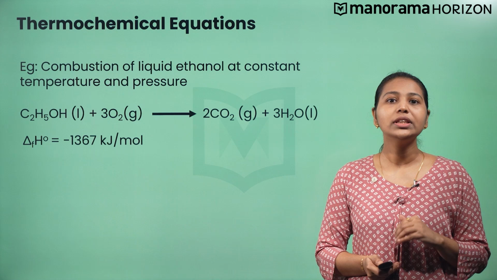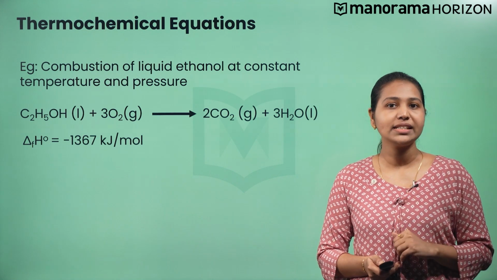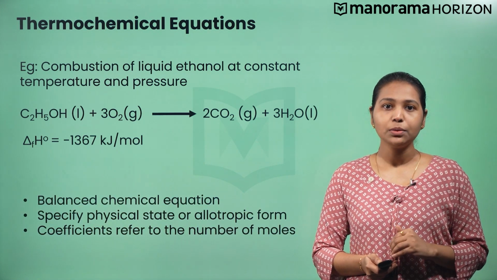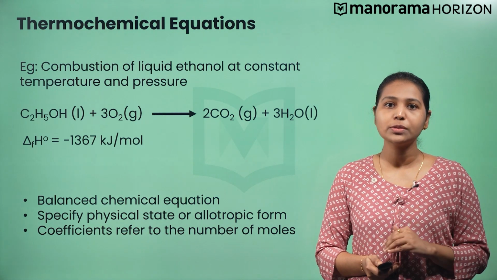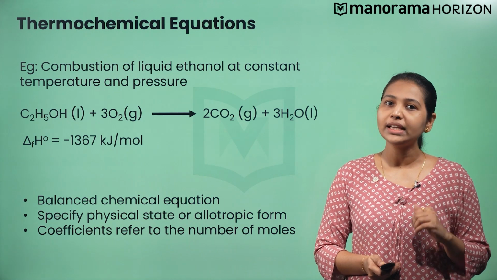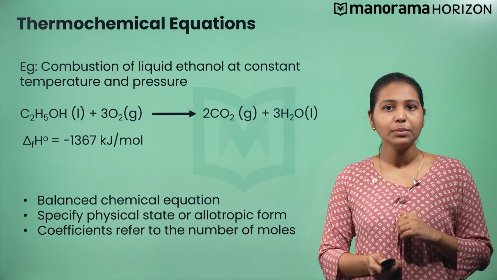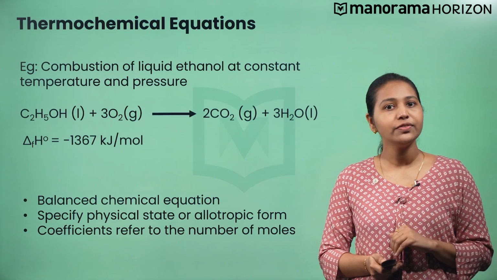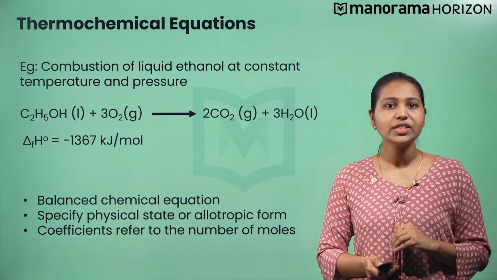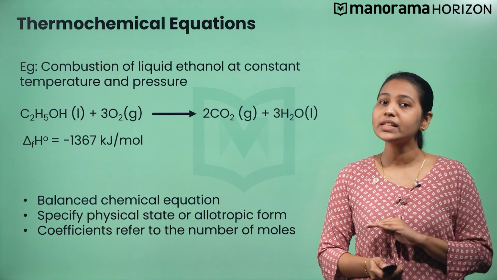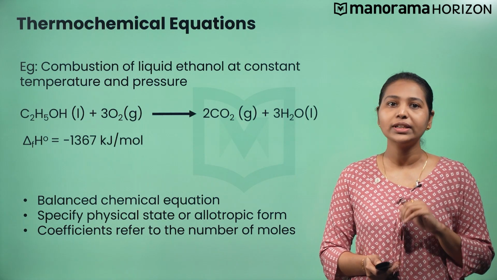Now let us learn about thermochemical equations and their representations. A balanced chemical equation together with the value of its enthalpy of the reaction in kilojoules per mole is called a thermochemical equation. While writing a chemical equation, you have to specify the physical state or allotropic form of the substance. The coefficients here refer to the number of moles and not the number of molecules involved in the reaction.